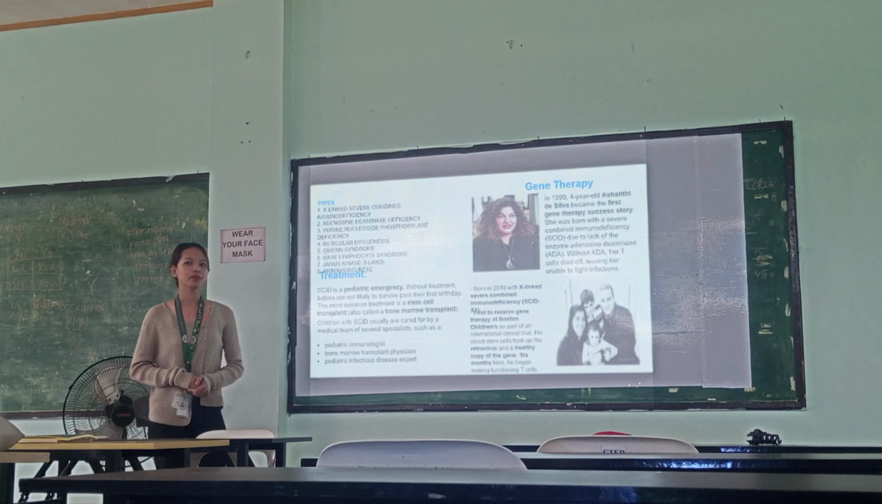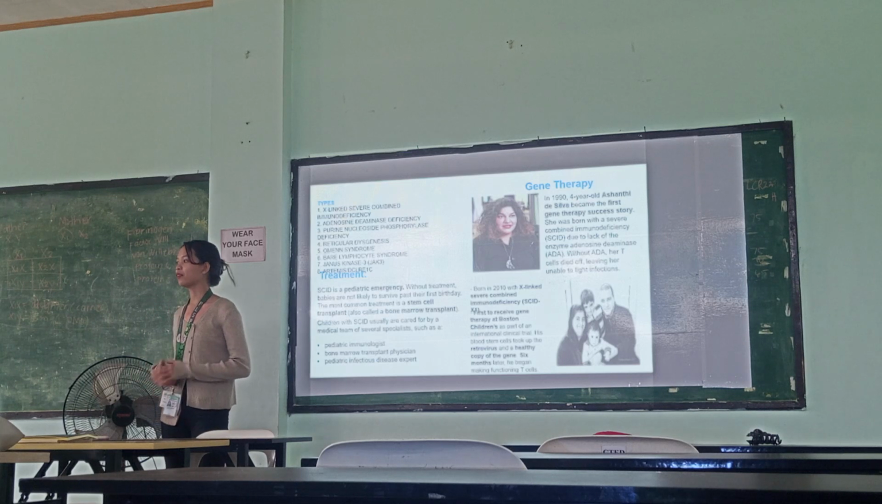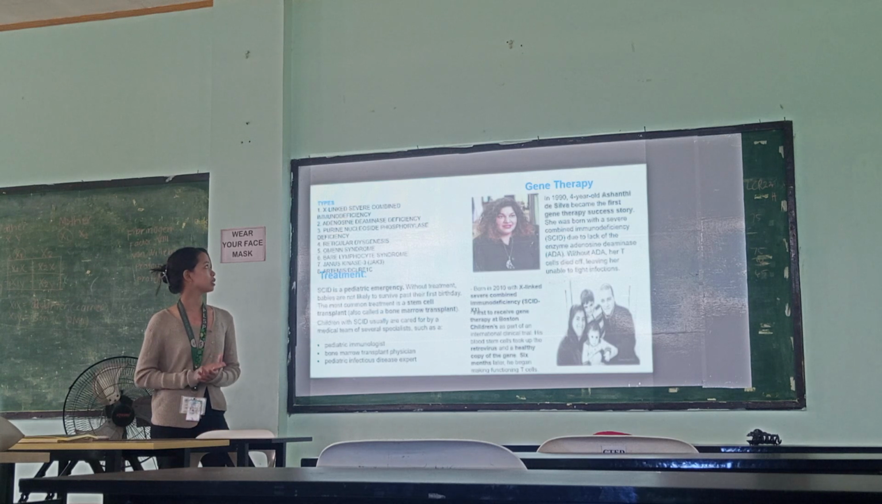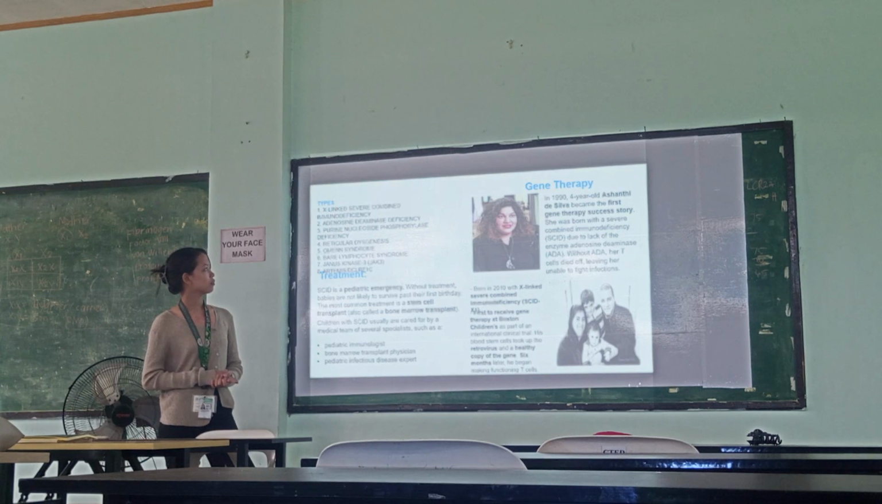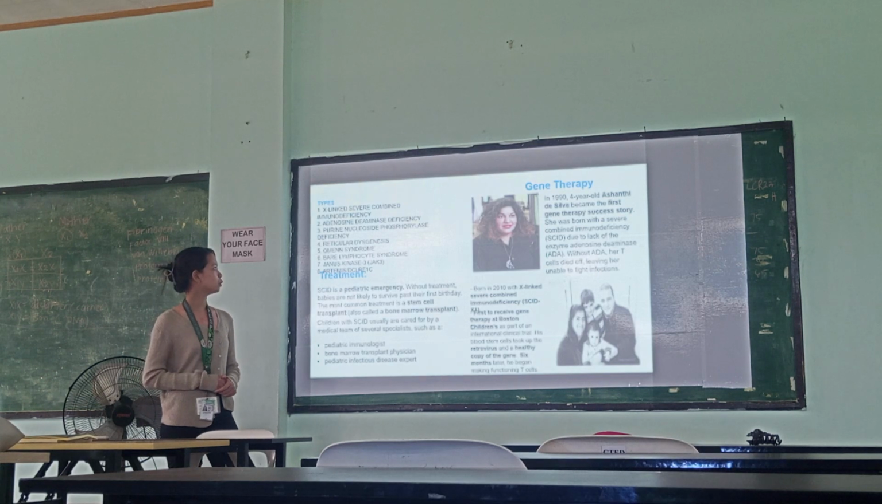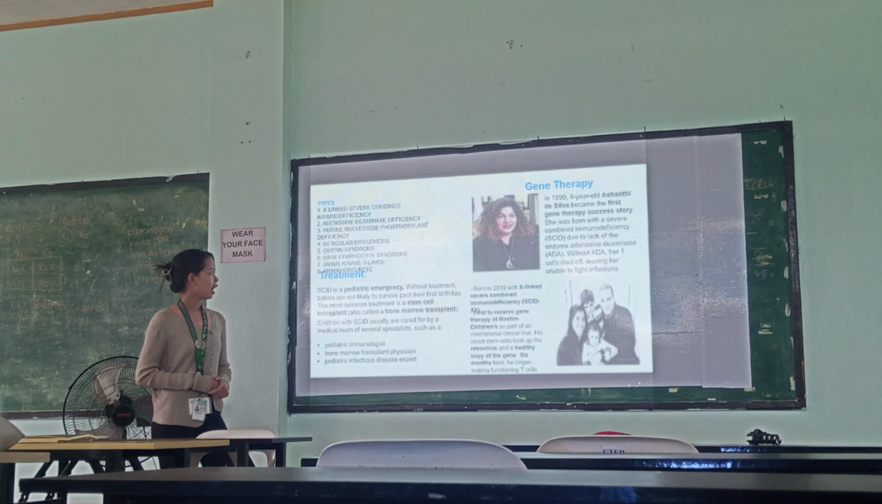Ayan, yung types. Yung binanggit ko kanina, meron tayo 8 types. X-linked severe combined immunodeficiency, adenosine deaminase deficiency, purine nucleoside phosphorylase deficiency, reticular dysgenesis, Omenn syndrome, Bare Lymphocyte syndrome, and others.